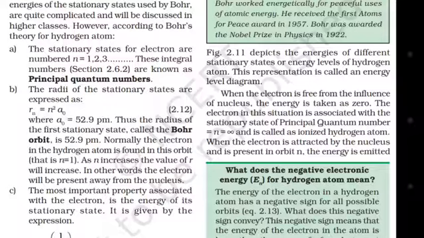Normally, the electron in the hydrogen atom is found in this orbit, that is n equal to 1. As n increases, the value of r will increase. In other words, the electron will be present farther away from the nucleus.